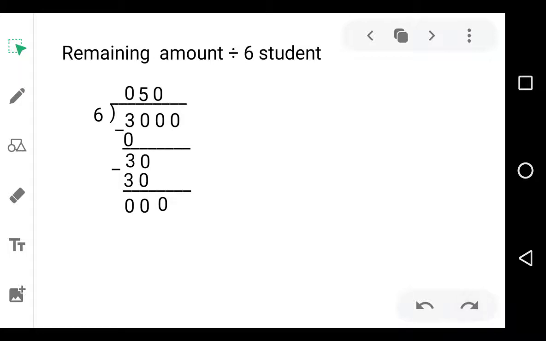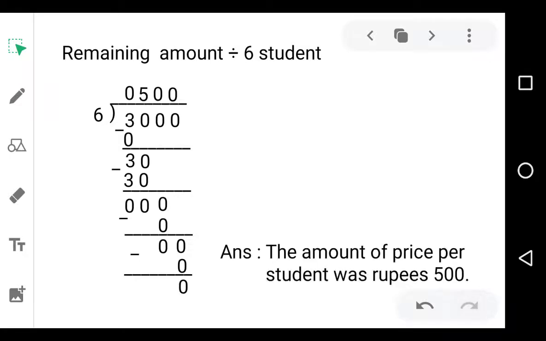Write 0 in the quotient and 0 below the 0. 0 minus 0, 0. Now take down 0. Write 0 in the quotient and below the 0. 0 minus 0, 0. So here we get the quotient 500. That means the amount of prize per student was 500 rupees.